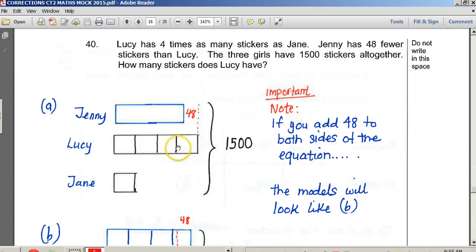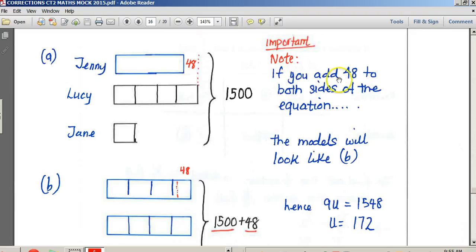Now, please watch out. Do not draw a line up here and try to equate this into 3 boxes. Wrong. We never know how many boxes there are. We can't, okay? But we know that this whole box here, if you add 48, it will give you 1, 2, 3, 4. Same. Now let's go down a little. This is what I mean. See, if you add 48 to both sides of the equation, you add 48 here, you add 48 here. The model will be like this.